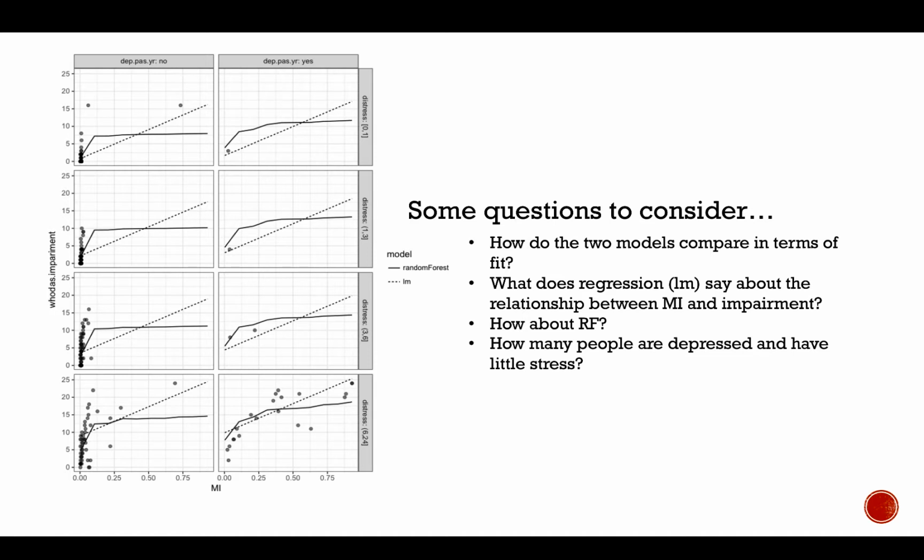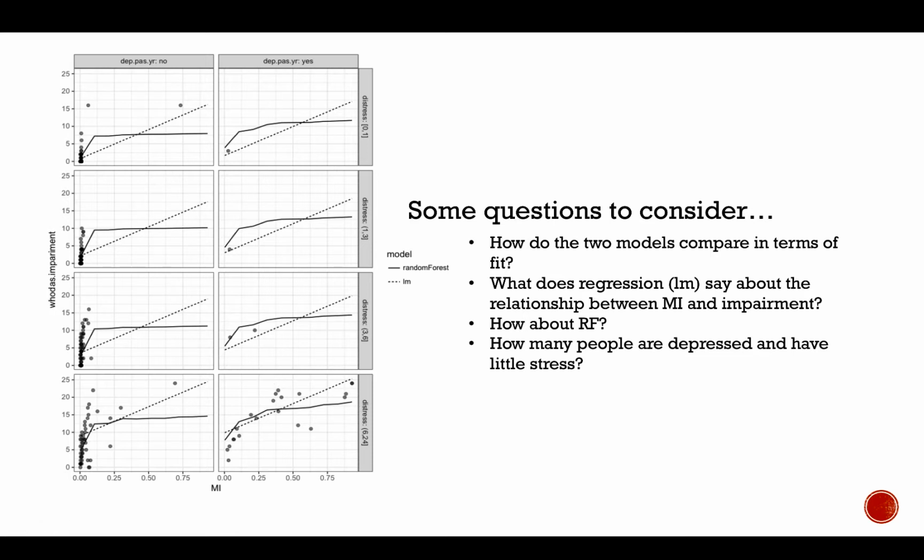And what about distress? For low levels of distress up here, this maxes out just over 10, whereas this maxes out at almost 20. So yeah, it looks like distress is making a big difference. Gradually, as you increase distress from low to high, your impairment increases.